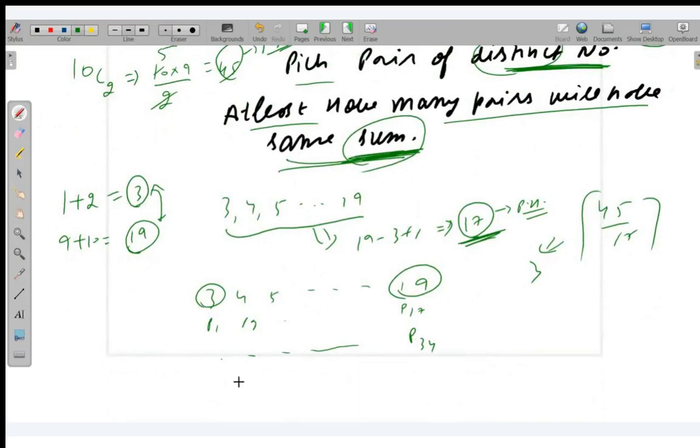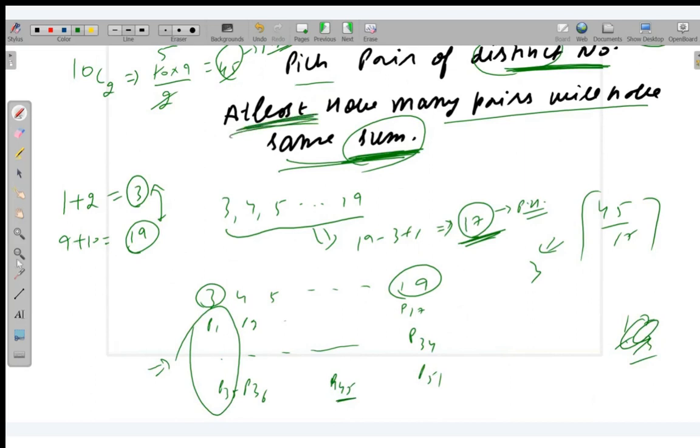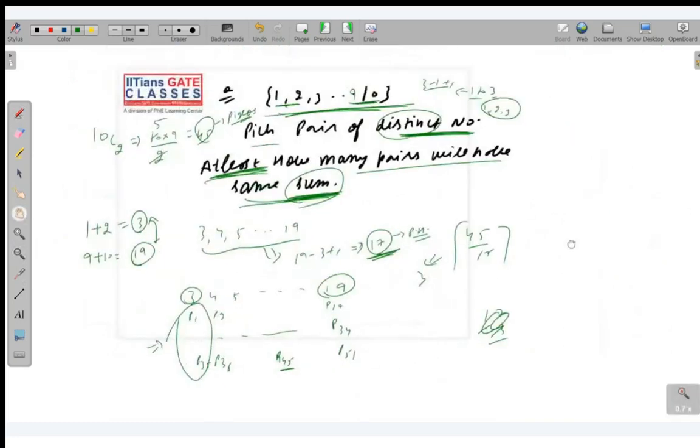Now next, pair number 35, 36, I think you have got it. We will go till 45. Because 17 into 3 is what? It will be 51, and 45 is less than that. So obviously it is guaranteed that at least 3 pairs will have the same sum. This is guaranteed. Okay, is it okay?